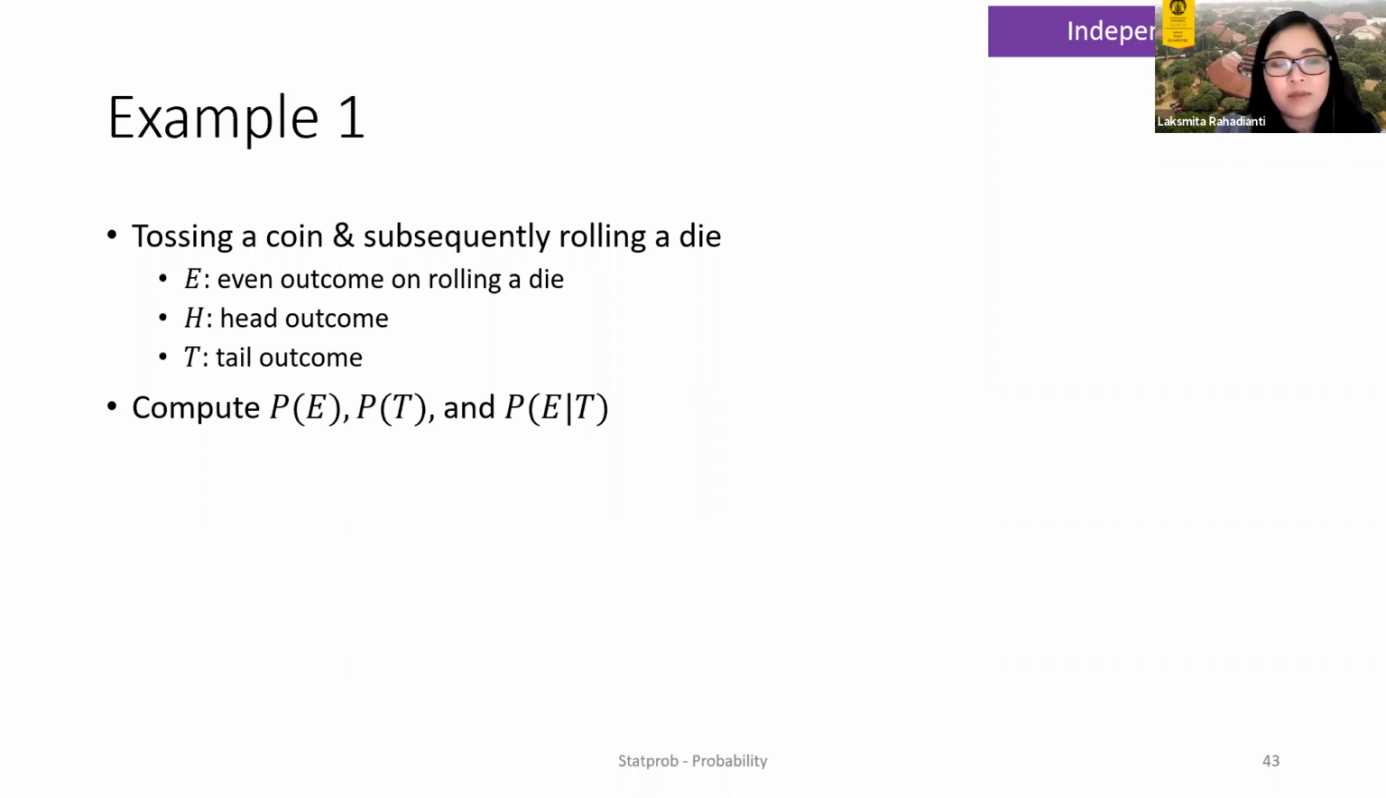So let's compute that. I know that P(E), the even outcome on rolling a die, means it's either 2 or 4 or 6. So P(E) should be 3 over 6 possible things. Next, when I'm talking about a tail outcome, I know that it's either heads or tails. So the probability of T is half. This is also equal to half, right?